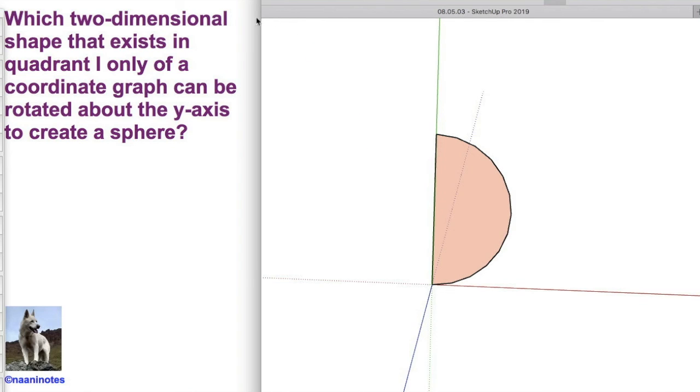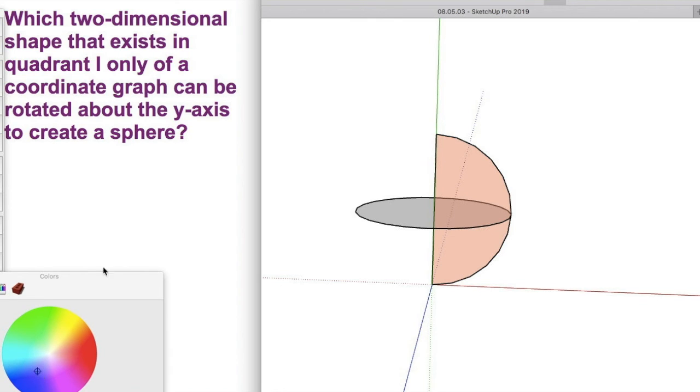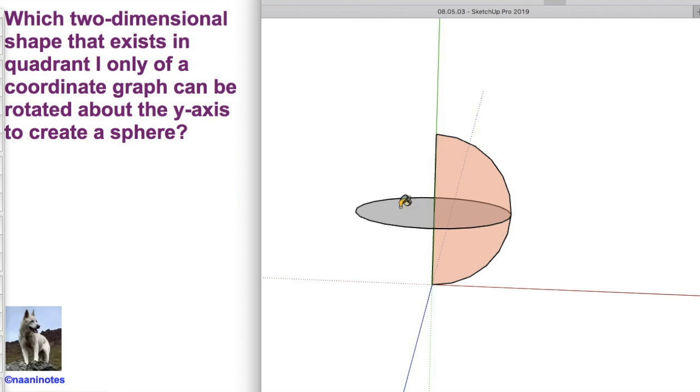So let's do this. Edit, redo circle. I'm just going to put this circle in because this circle is the path. And whenever I spin it, I want a little color on that. So I'm going to grab this circle and I'm going to revolve it. And let's see, what shape exists in quadrant 1 if you can rotate it into a sphere?